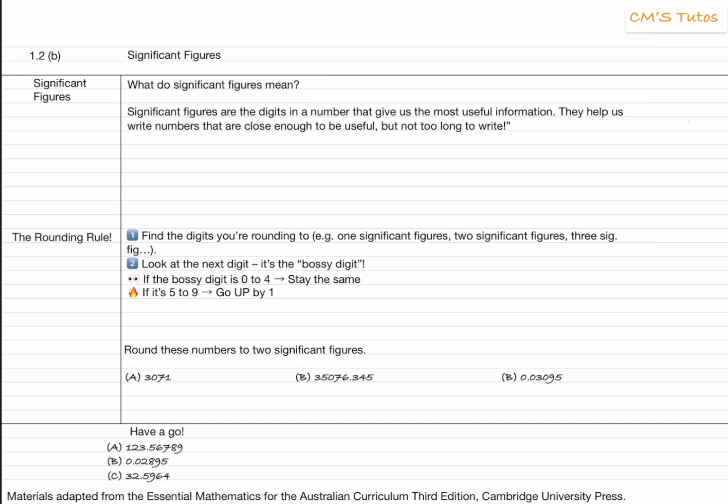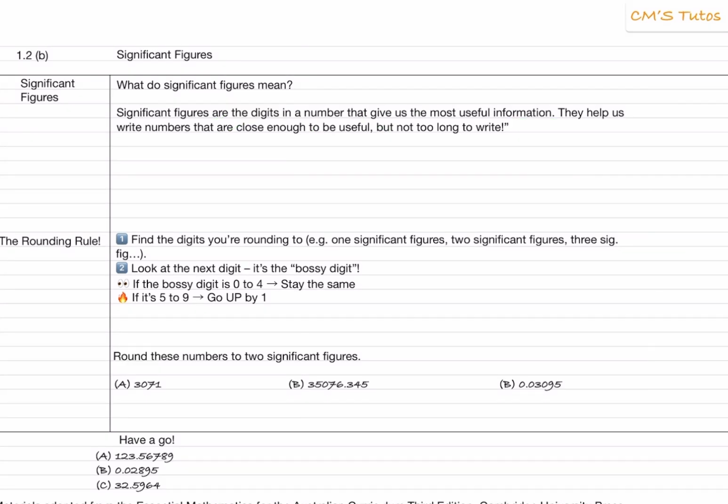So, what do significant figures mean? Well, significant figures are the digits in a number that give us the most useful information. They help us write numbers that are close enough to be useful, but not too long. So we will have a look at that in the following examples.